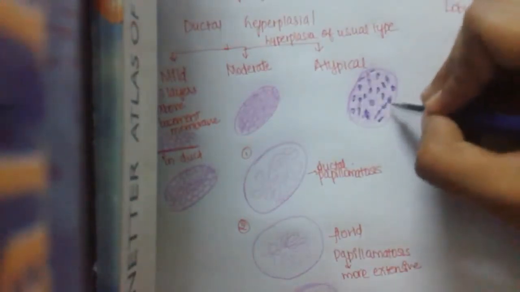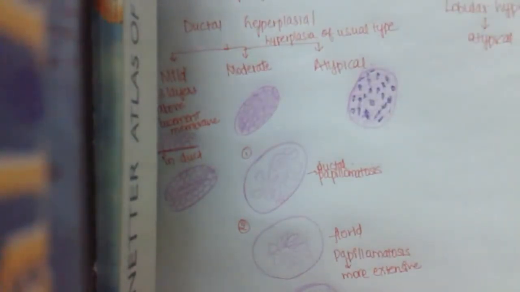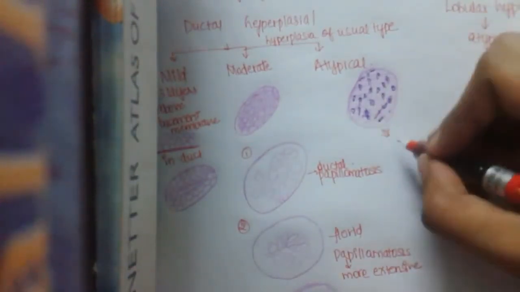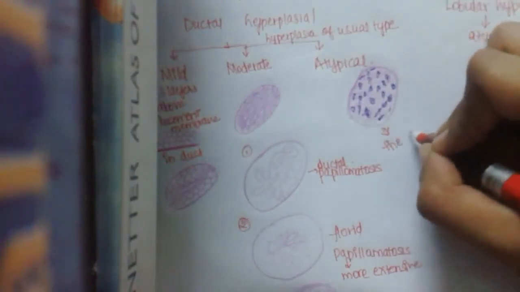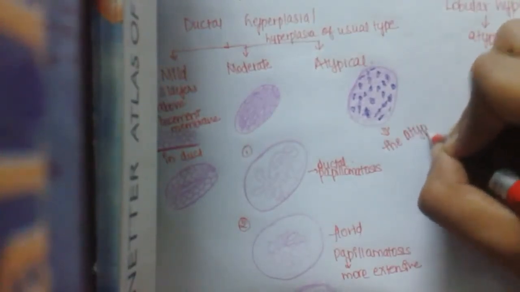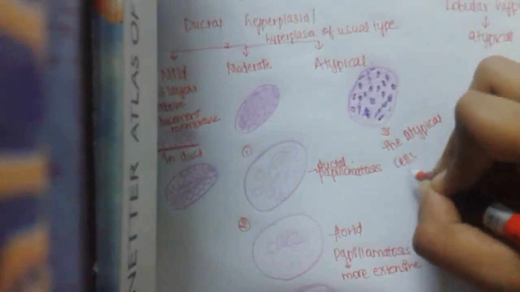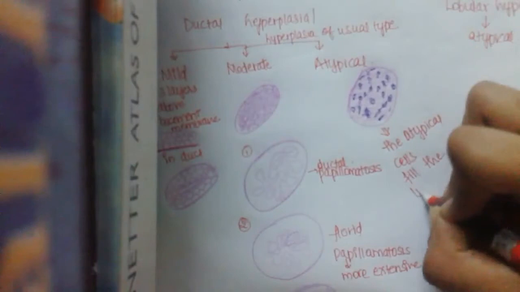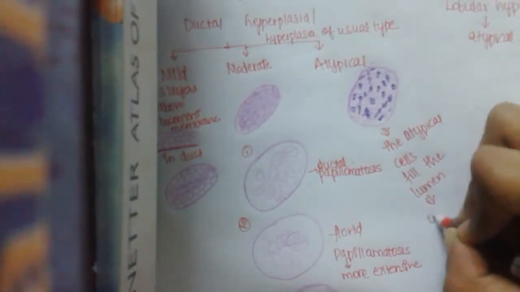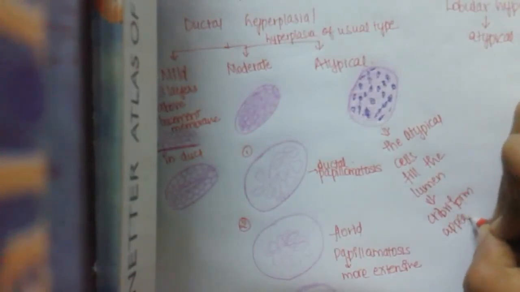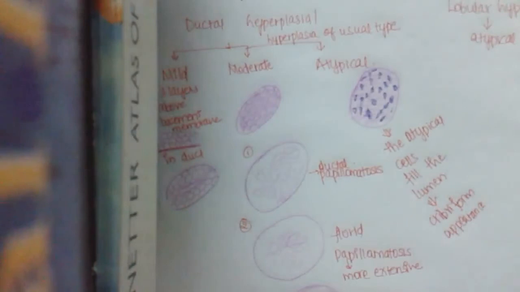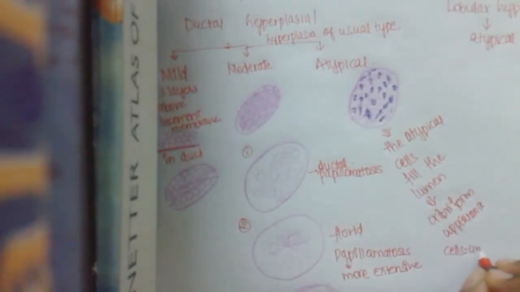So what are the features of atypical hyperplasia? Atypical cells fill the lumen, giving a cribriform appearance, and the cells are uniform with elongated nuclei.